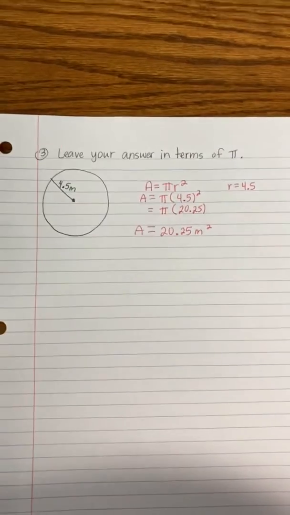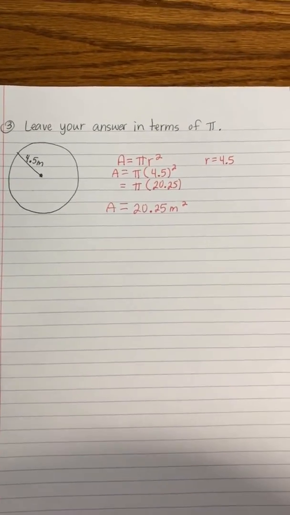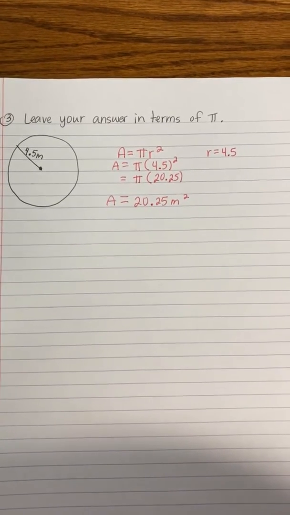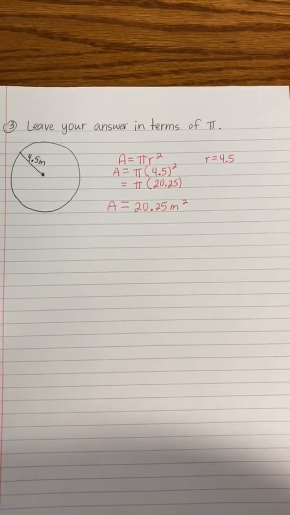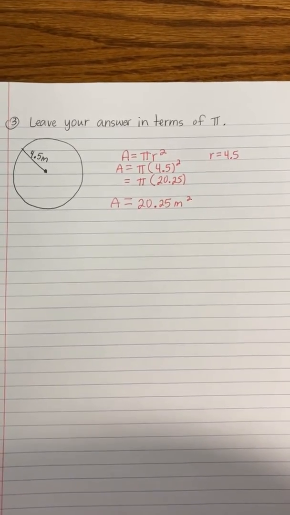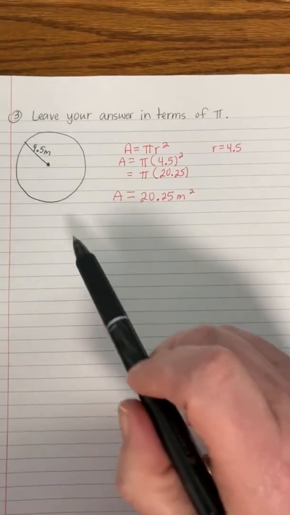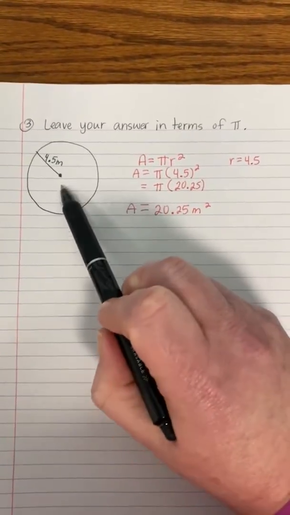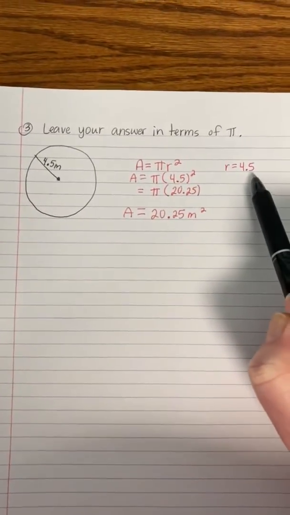All right, and then last problem. All right, this time the directions say, we're still finding the area, but the directions say leave your answer in terms of pi. And all that means is that instead of replacing pi with 3.14, we just leave it as pi, which I can already see I wrote my answer wrong, so I'll fix it in a second. All right, so if I look at my diagram over here, I do have a radius. It's going from the center out, so I already know my radius is 4.5.